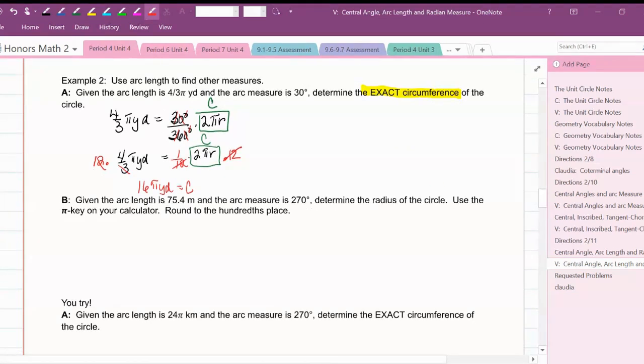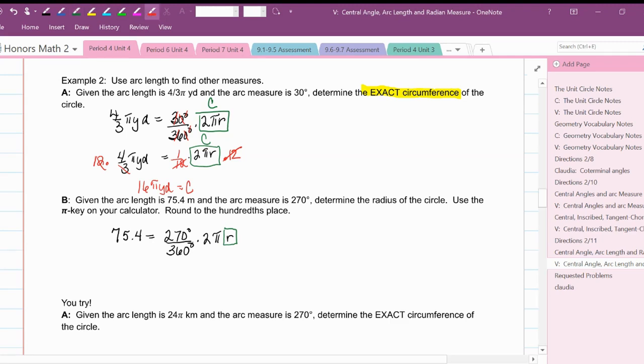On the next one, we're given our arc length and the central angle measure, but we're going to determine the radius. So we have a little bit more work to do, and we're going to round to the 100th place. So I put my arc length here, my central angle measure over 360 times 2 times pi times r. This is what I'm solving for right now.